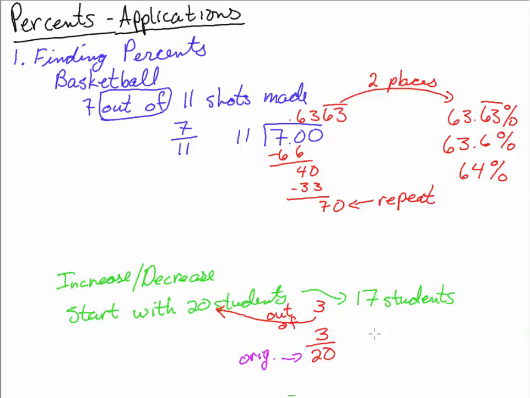So now we can do this division just like we did before. And 20 goes into 3. Put a few decimals there, and we'll speed that process up for you. Looks like we end up with 0.15. Move it the 2 places to get it into a percent, and we get 15%. So this class, or whatever it was, decreased 15%. If it would have gone from 20 up to 23, it would have increased by 15%.